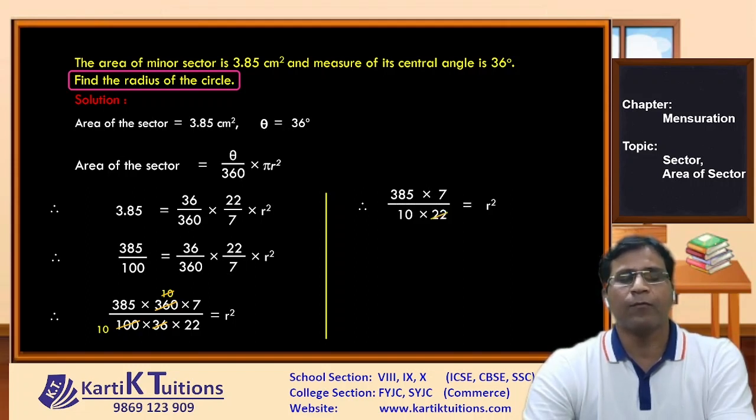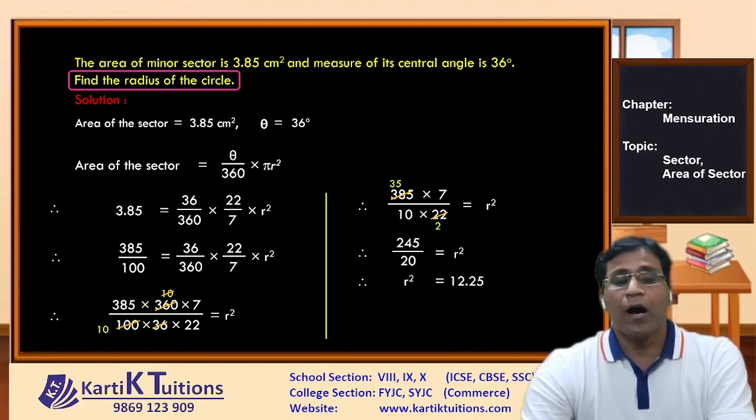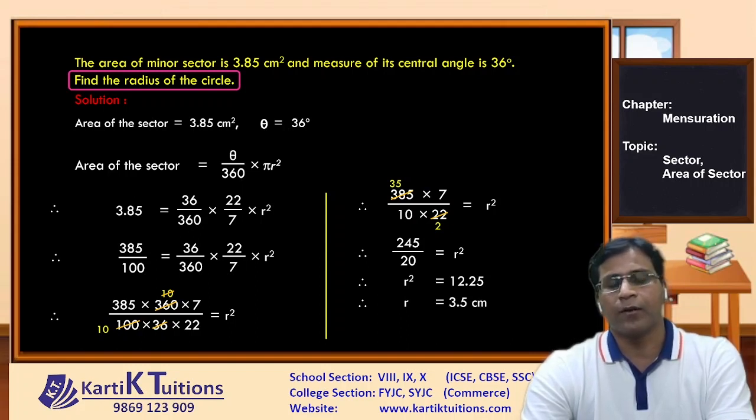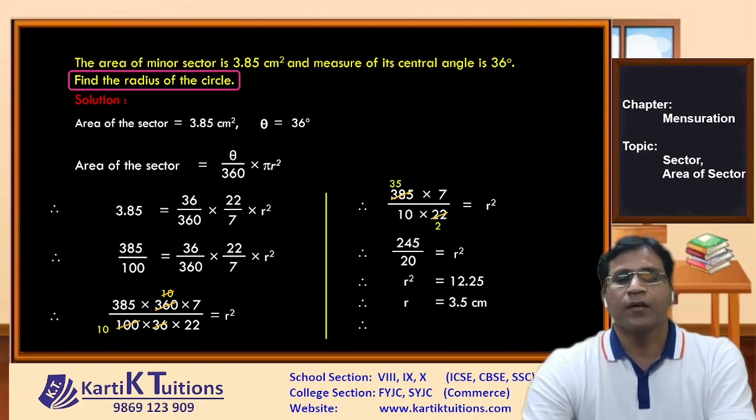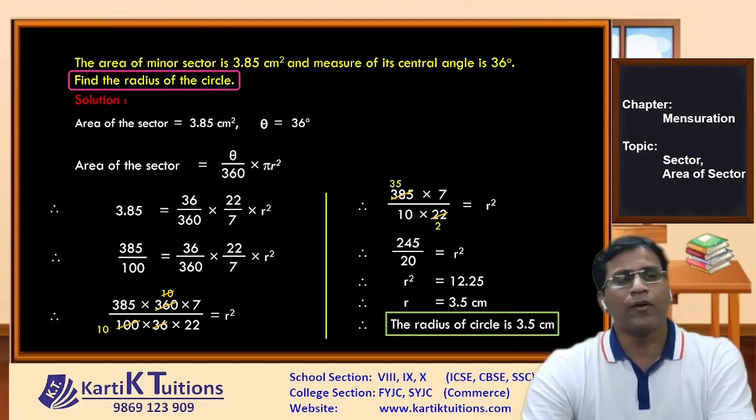Now here we can divide it by 11. So 11 twos are 22, 11 35s are 385. So we get 35 into 7 upon 20. That is 245 upon 20 is equals to r square. Now if you divide this, you get the value as 12.25. Now r square 12.25 तो r क्या हो जाएगा? We have to take the square root of 12.25. When we take the square root, you will get the value as 3.5 centimeter. So the radius of the circle you get it as 3.5 centimeter. I hope you have understood this sum also. Let's have a look at one more sum.